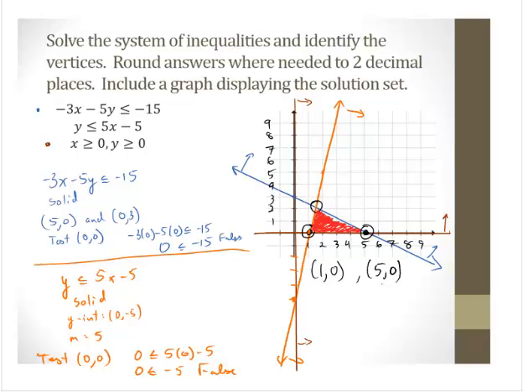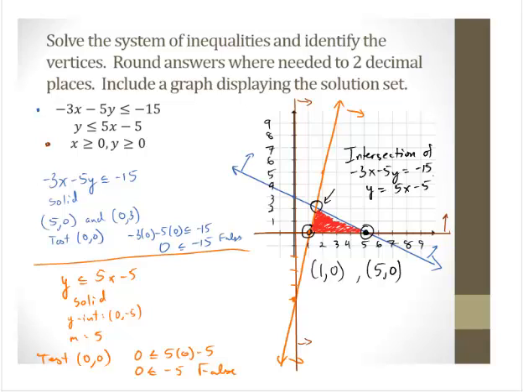There's only one that's difficult, and that's this one right here. And that's the intersection of negative 3x minus 5y equals negative 15 and y equals 5x minus 5. Well, that's a system of equations. So now let's solve that system of equations.